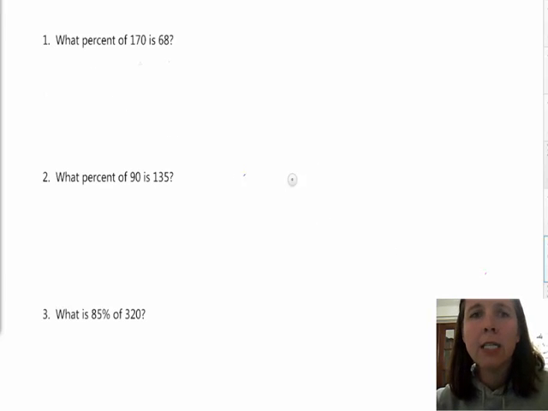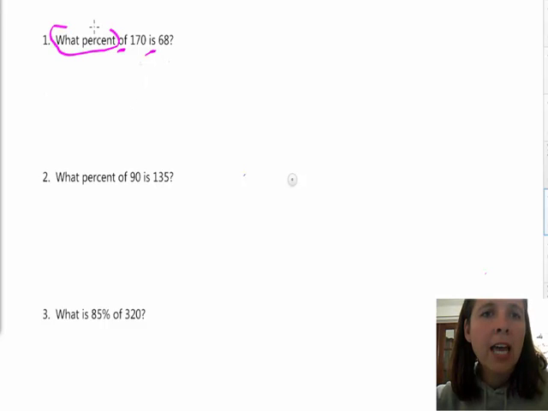So the first one is, what percent of 170 is 68? So we look at our "of," that's going to be multiply, "is" is equal. So you just write it right under. Where it says what percent, that's what we're looking for. That's the question. Okay, so that's our variable. So you can make it n or x or whatever you want.